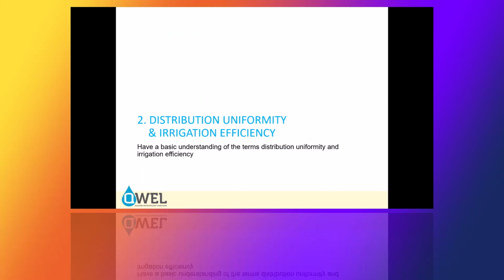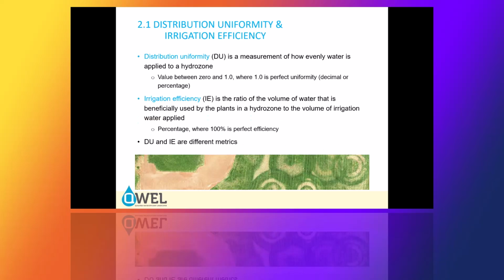So distribution uniformity and irrigation efficiency. What's the difference between these two terms? Well, distribution uniformity, or DU, is a measurement of how evenly the water is applied to a hydrozone. It's a value between 0 and 1.0, where 1.0 is perfect uniformity. In reality, our irrigation systems are never going to operate at a 1.0. It's always going to be a value less than 1.